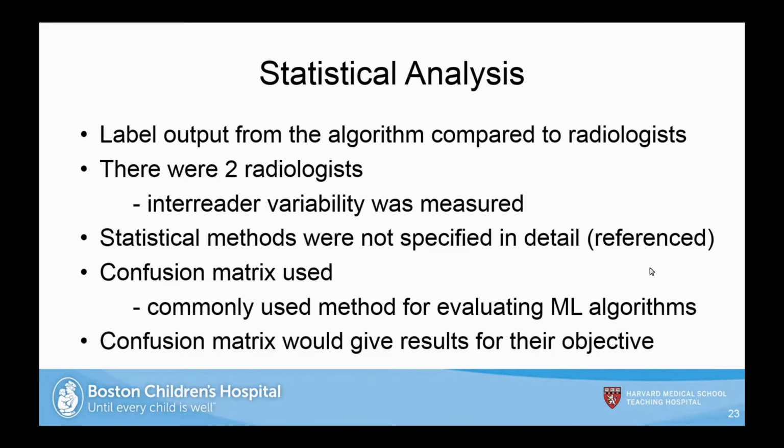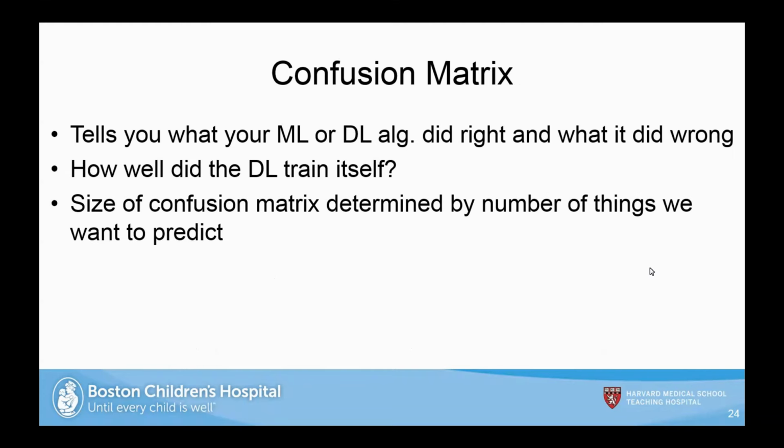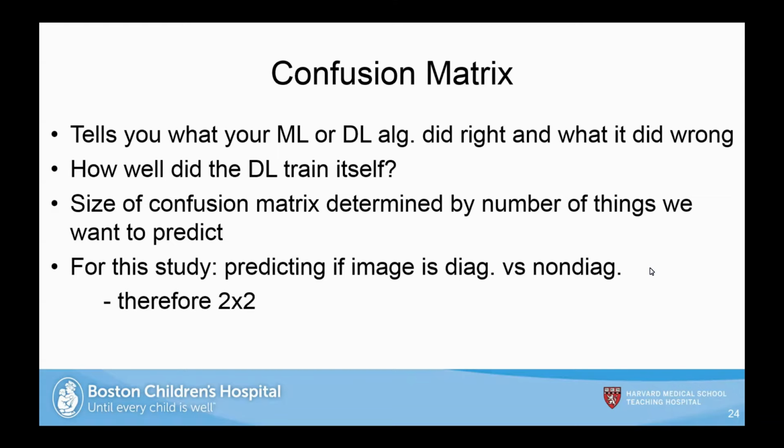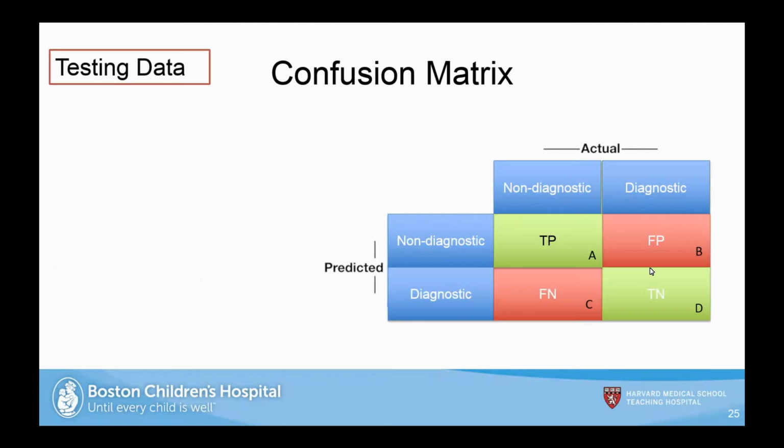But it did kind of validate what their objective was in the paper. And you get a lot of data from it, which is good. So the confusion matrix will tell you what your machine learning algorithm or deep learning algorithm did right or what it did wrong. So it kind of answers the question, like, how well did your deep learning algorithm train itself? So the size of the confusion matrix is determined by the number of things we want to predict. In this case, we're just predicting if the images are diagnostic versus non-diagnostic. So therefore, it'll be a 2x2 matrix, which is good because it actually fits on the slide.